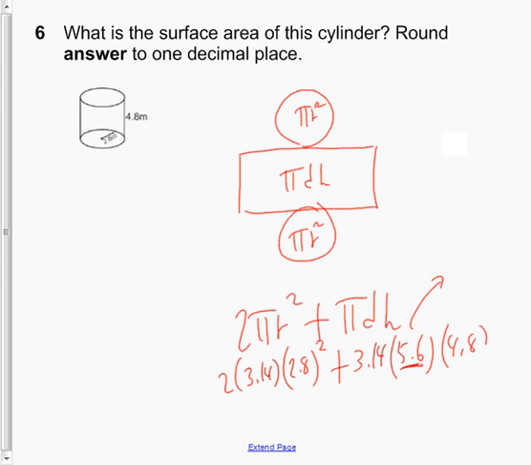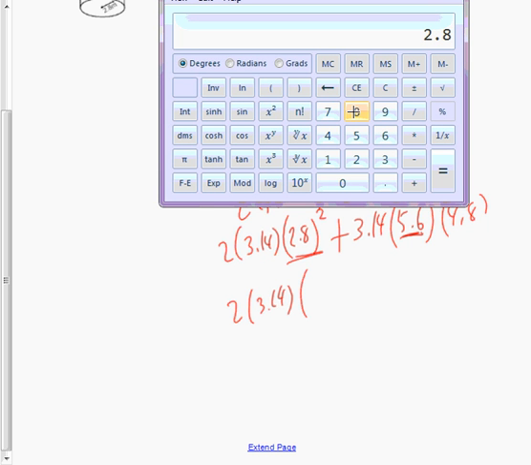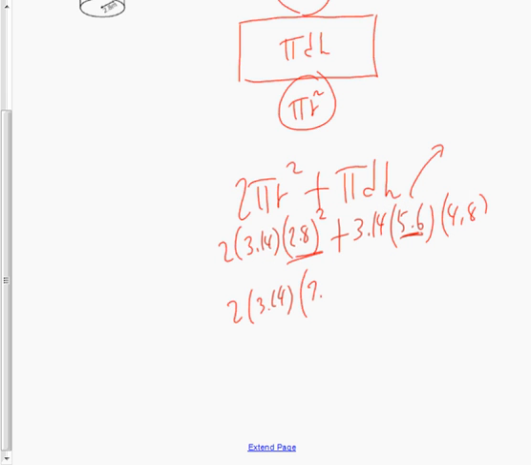Now, what's the next thing that's kind of tricky? Anybody? You have to always remember that order of operations is followed at all times, which means I have to do my exponents first, right? So I can write 2 times 3.14 times whatever 2.8 squared is. Now 2.8 times 2.8, I'll use my square button over here instead, is 7.84, plus 3.14 times 5.6 times 4.8. So all I did was simplify my exponents.